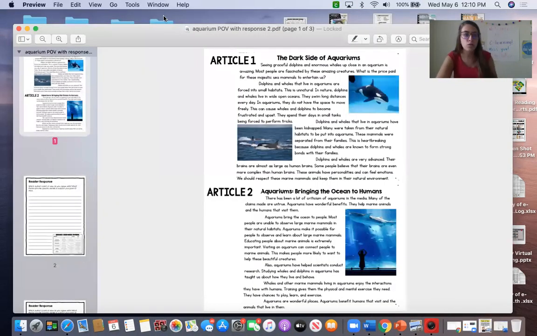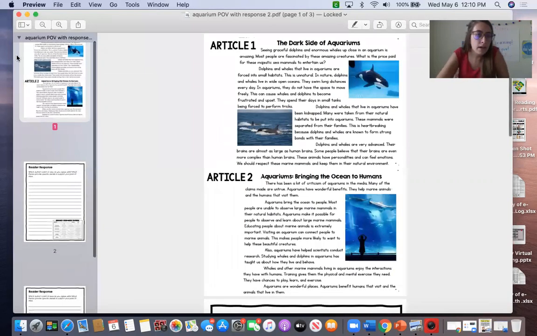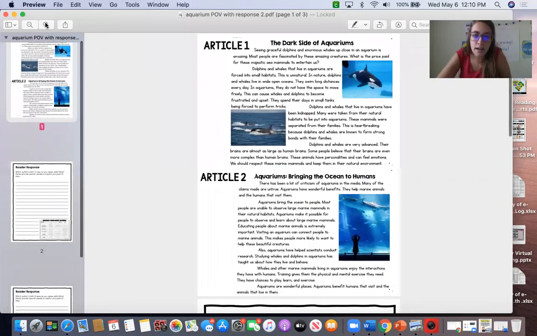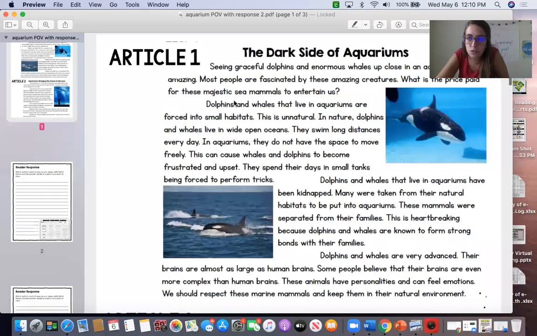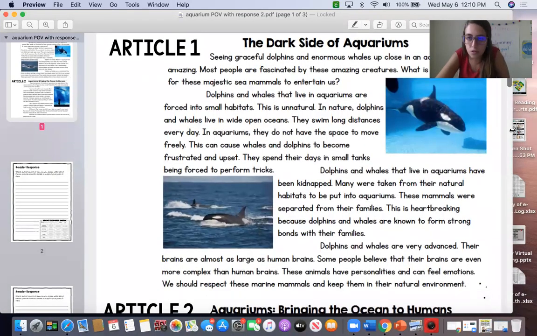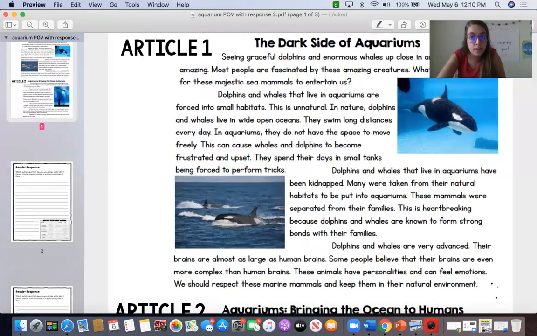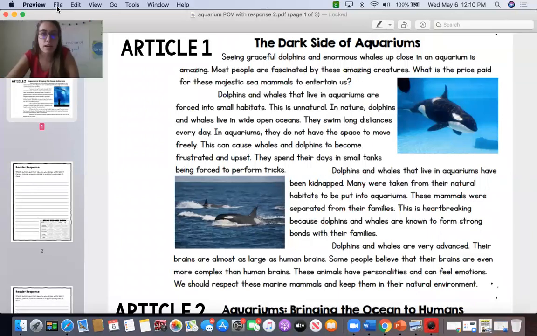So the first article that we are going to read together is called The Dark Side of Aquariums. I'm going to zoom in so you can see better. So this is Article 1. I want you thinking, do I agree with Article 1 or do I agree with Article 2? You can't agree with both. You got to pick a side because each side is going to be different. So let's go ahead and get started.